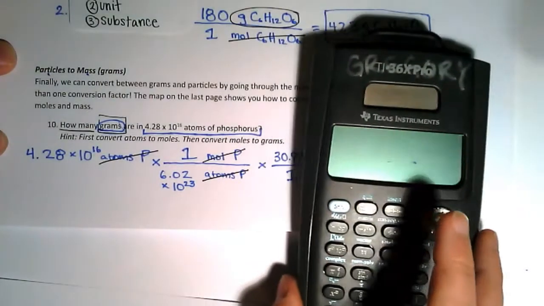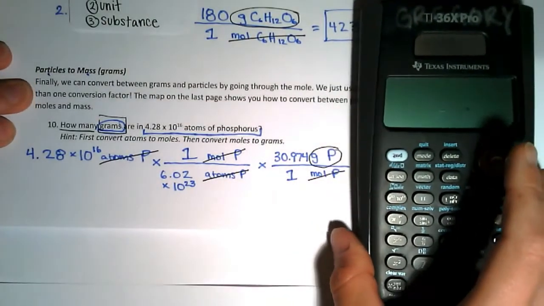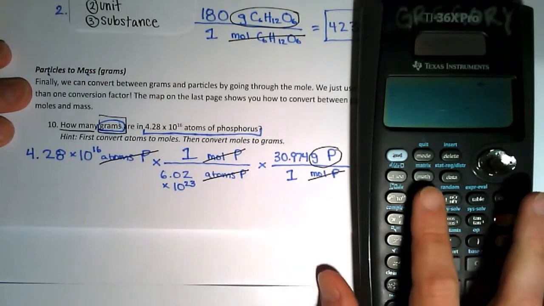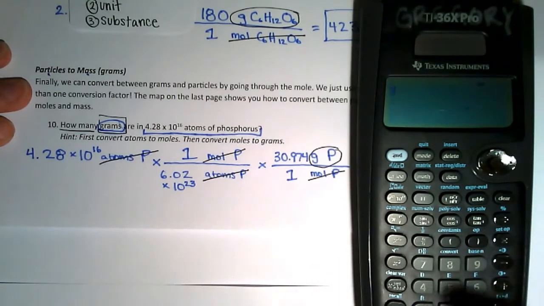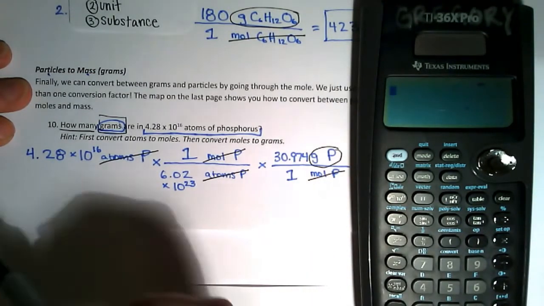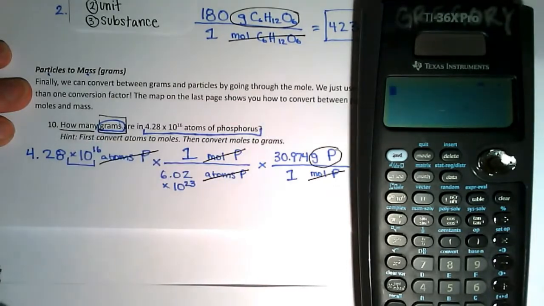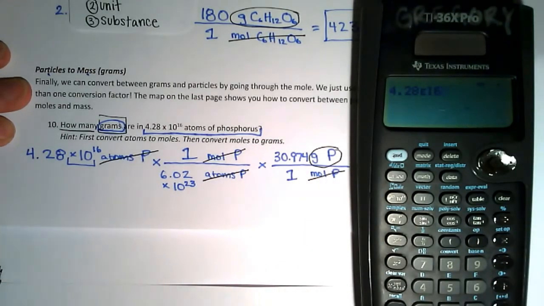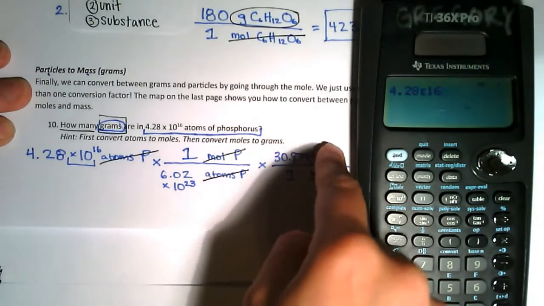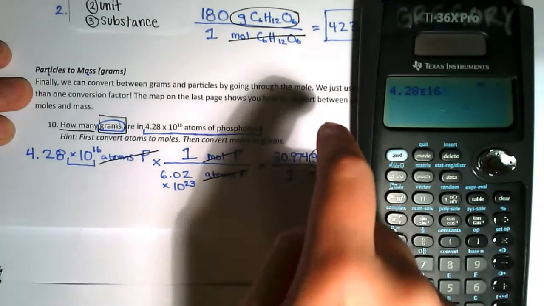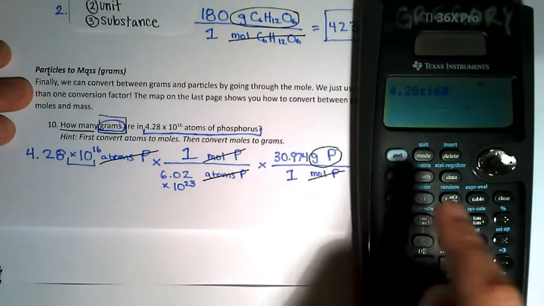Now we have to use our calculator to solve this puzzle. Remember, when we type exponents into our calculator, we use a button that either says times 10 to the x, or n, or e, and we use that to take up the whole times 10 part, and then we just type in the exponent. So I'm going to put 4.28 e to the 16th, and then I'm going to multiply everything across the top first. I need to multiply by 1, but that's going to be the same thing, and then multiply by 30.974.